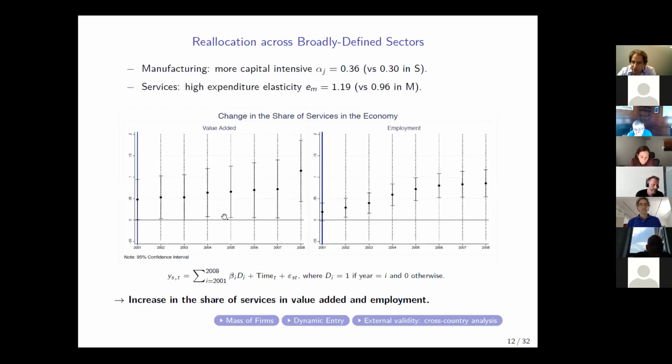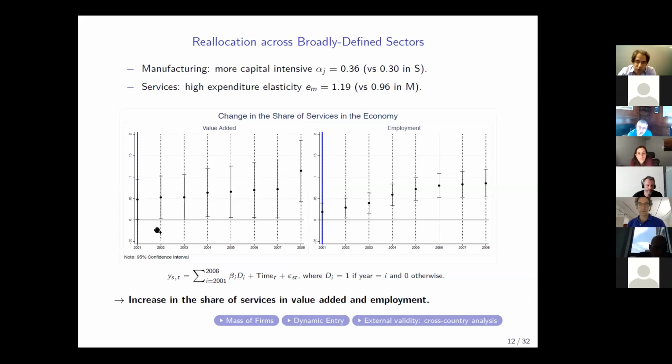And the last thing that I wanted to show you, what I was telling you, is that the model is going to have manufacturing and services. In terms of manufacturing, you're going to see that manufacturing is more capital intensive compared to services. And services have a high expenditure elasticity compared to manufacturing. And then the question is, what's going to win?